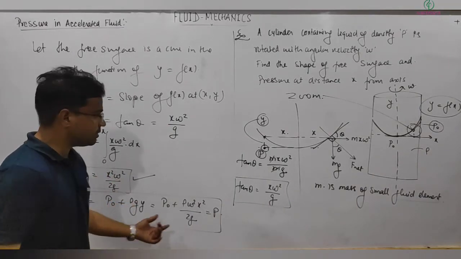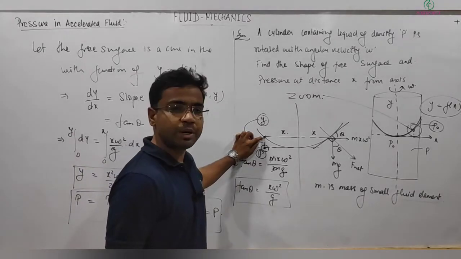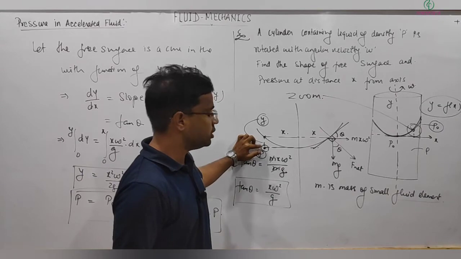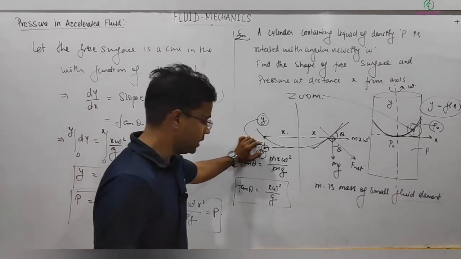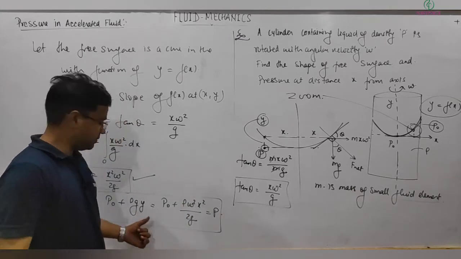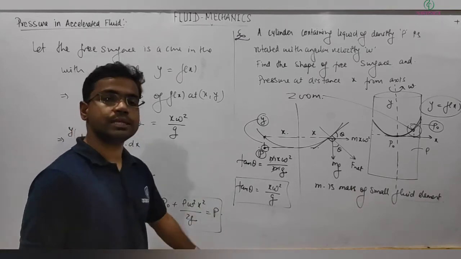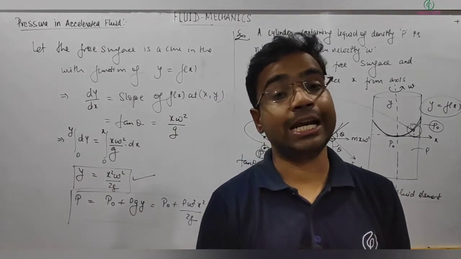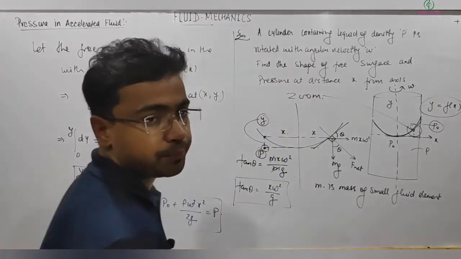And the pressure, because this is open to the free atmosphere, will be P naught at the surface. At this point it would be P naught plus rho g h. h is y, so that is simple, P naught plus rho g h, and h is here y, and you can substitute y here. So this is the pressure at any point. This is all about pressure in accelerated fluid. Okay.